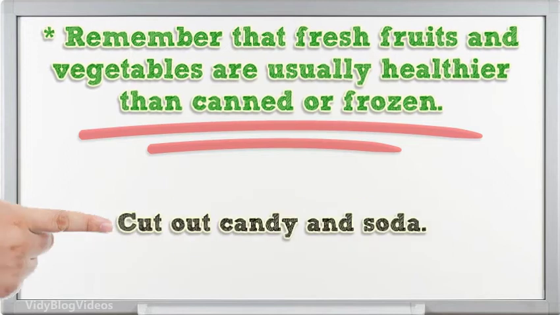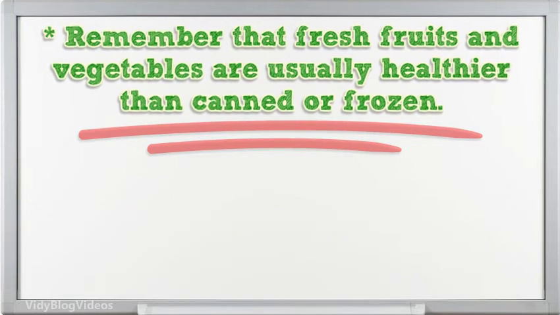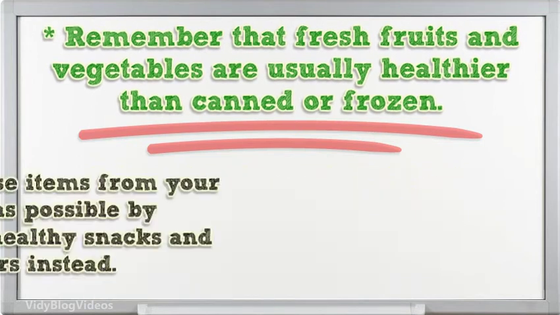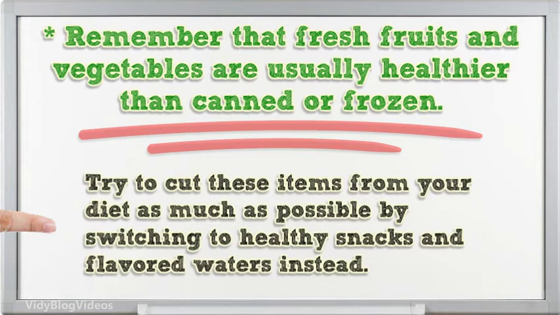Cut out candy and soda. Sodas and candy contain high levels of sugar, which causes a spike in your blood glucose levels and makes you much more likely to develop diabetes. Try to cut these items from your diet as much as possible by switching to healthy snacks and flavored waters instead.